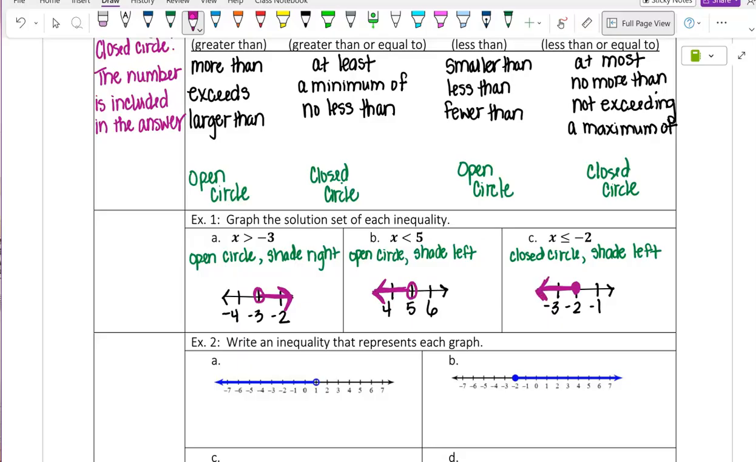You need to make sure your shading is very obvious so that it sticks out. Over exaggerate your shading, make it very wide, make sure it's obvious that you're shading in that arrowhead on whichever direction that you are going.